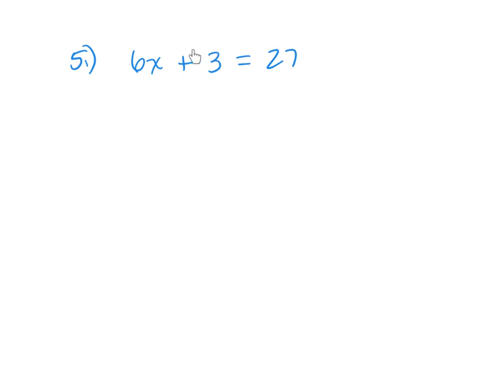In other words, we want to get rid of this constant term first. 3 is being added to this x term, so the inverse of adding 3 would be subtracting 3. So we're going to subtract 3 from both sides, okay? And then we would get 6x alone on the left is equal to 24.